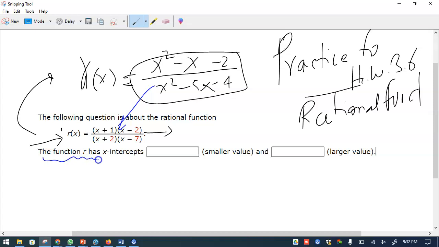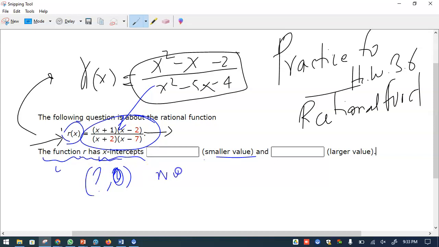The question is, for this rational function, what are the x-intercepts? How do we find the x-intercept? It means the y has to be 0, right? So that means we need to know what this is. The best way is to put the numerator equal to 0. So you have x plus 1 and x minus 2 equals 0.